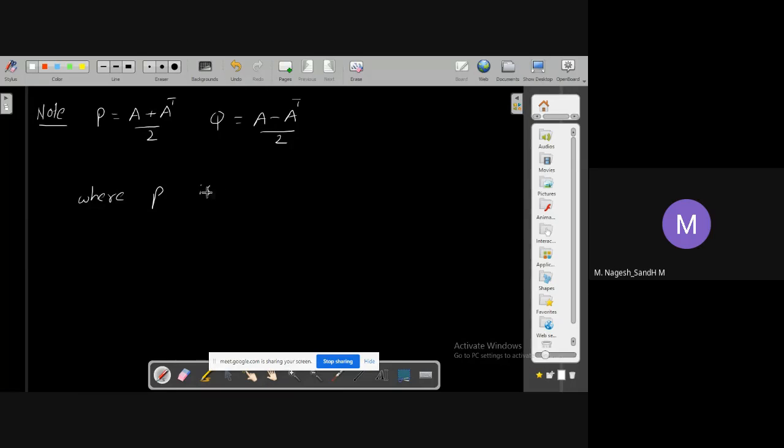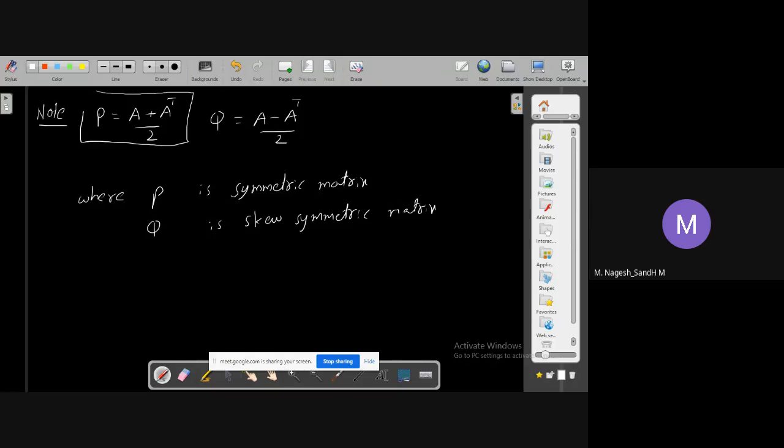P is a symmetric matrix, Q is a skew symmetric matrix. This we discussed yesterday. So these two formulas are important: P equal to (A plus A transpose) by 2, Q equal to (A minus A transpose) by 2. We will use these while doing problems. This is the P formula and this one is the Q formula. We need these two when you are doing problems.